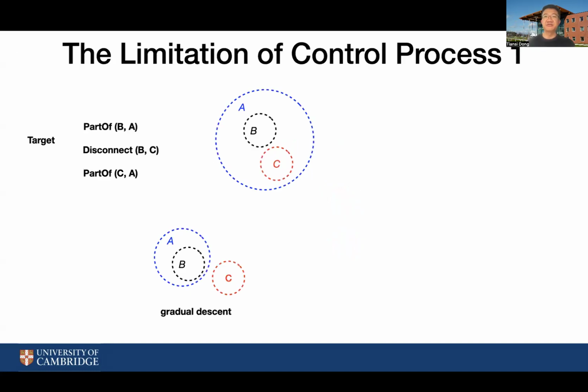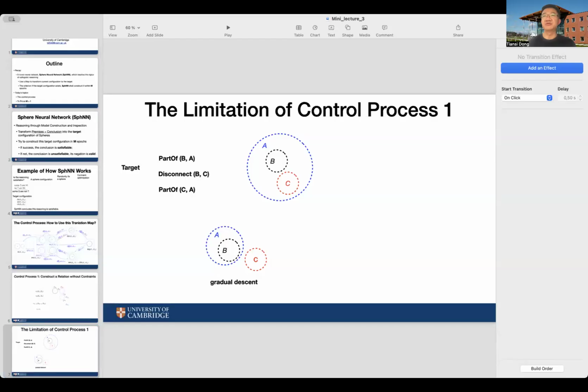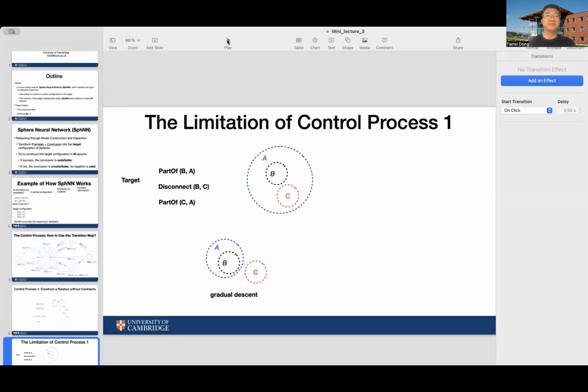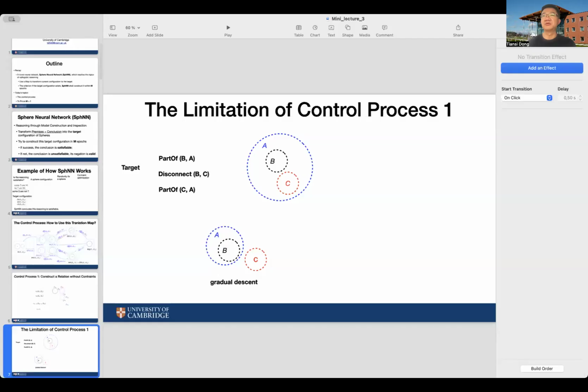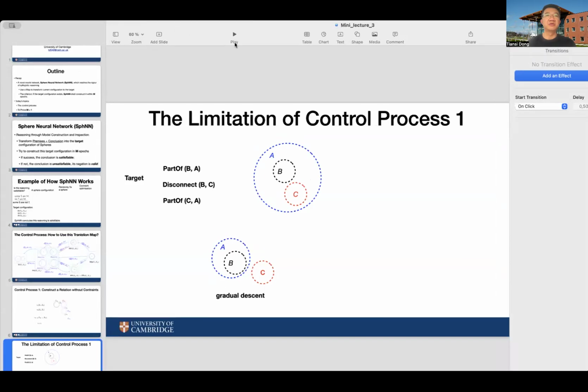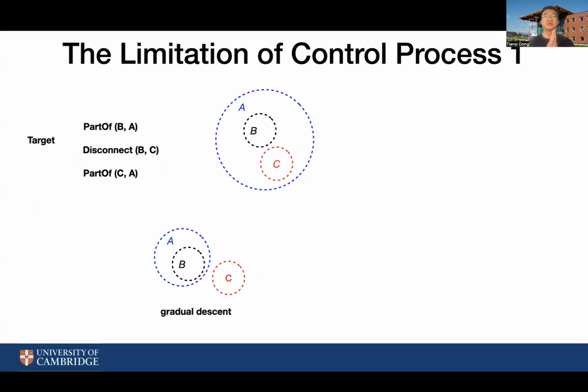The limitation of control process one is that it has no constraint. In syllogistic reasoning, sometimes we have constraints. For example, if we have a target configuration where sphere B should be inside A, and sphere C should be disconnected from B and also inside A.